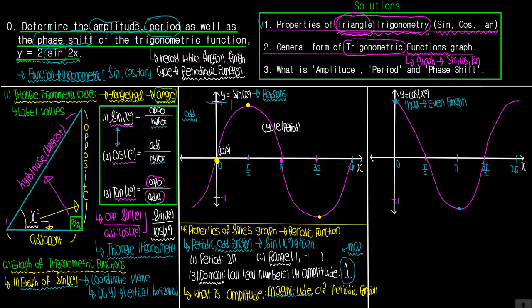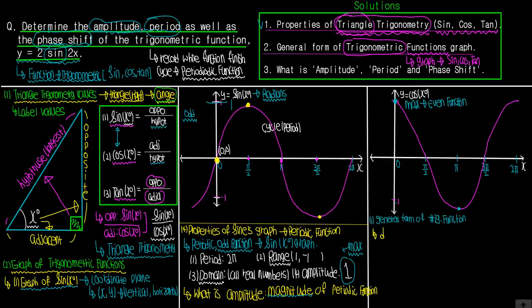Now let's think about 2 more things. The first thing that we're going to talk about right now is the general form of the trigonometric function, so we'll just write it as the trig function. The general form of our trig function will look something like this.